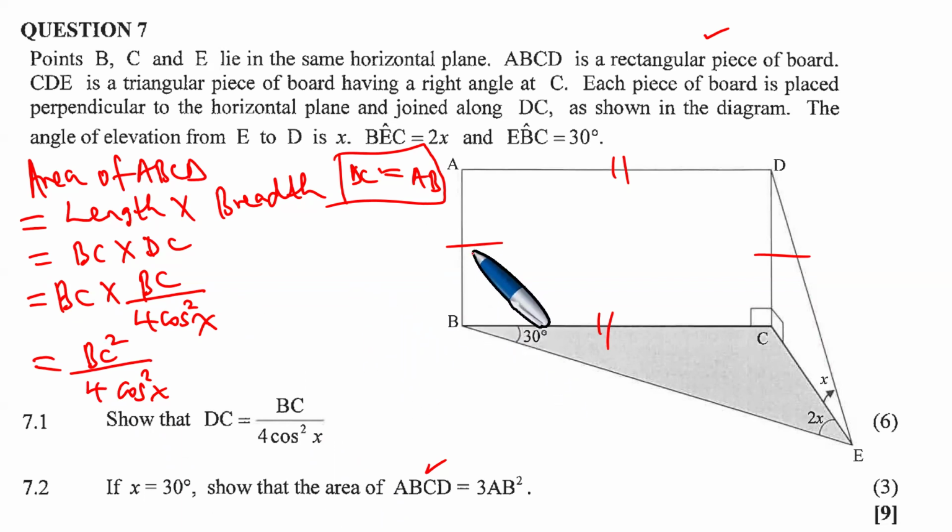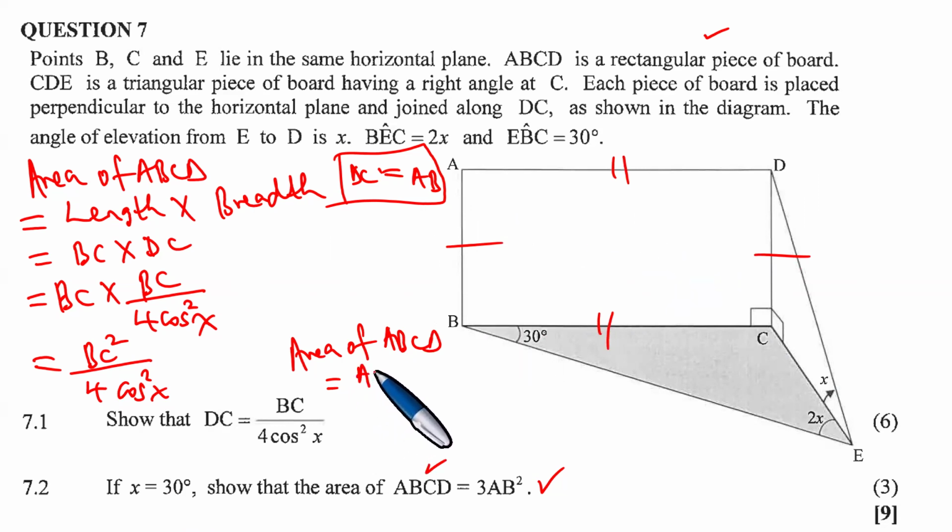Obviously you must show that the area is 3AB squared. So to show that, you need to recall that DC equals AB. So now the area of ABCD, which is a rectangle, is length by breadth, we've already seen. So we can say this is AB times BC, in that particular manner.